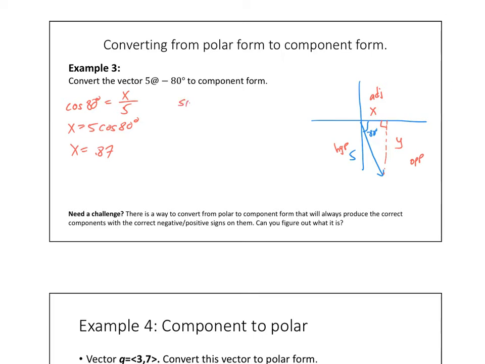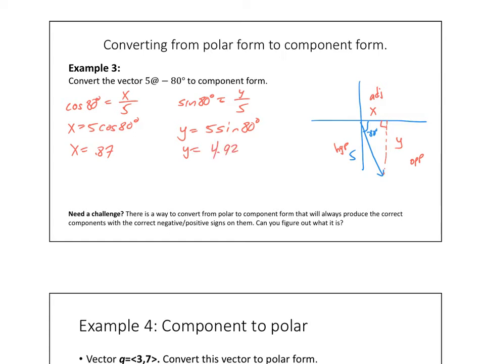Let's do the same thing for y. So I'll have sine of 80 degrees is equal to y, the length of the opposite side, over 5, which is the length of the hypotenuse. And then y equals 5 sine 80 degrees, simply multiplying both sides of the equation by 5. If I enter that in my calculator, I get 4.92.